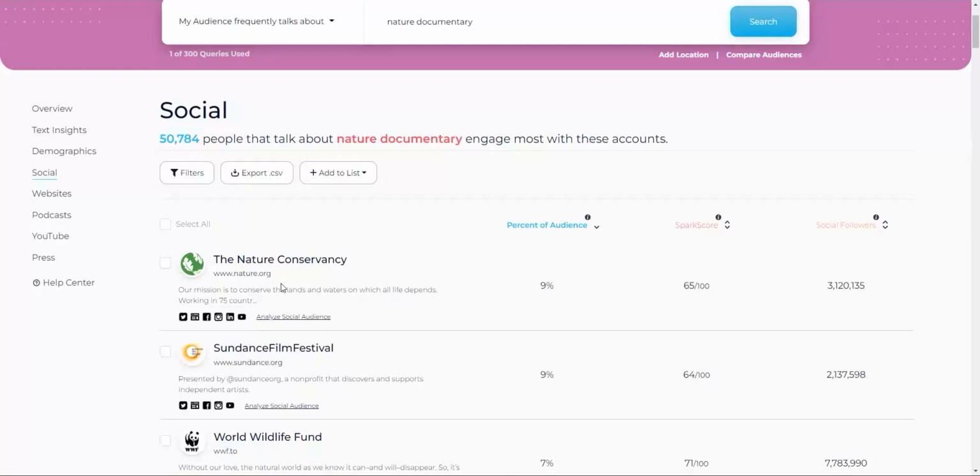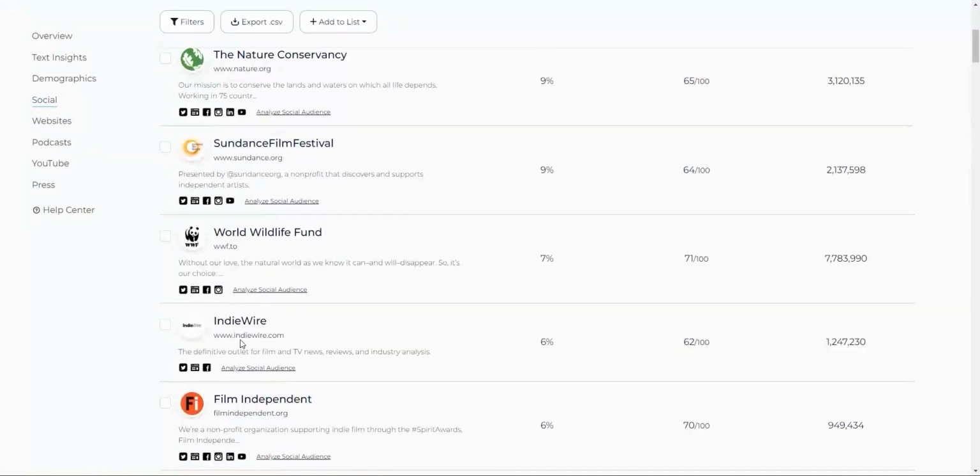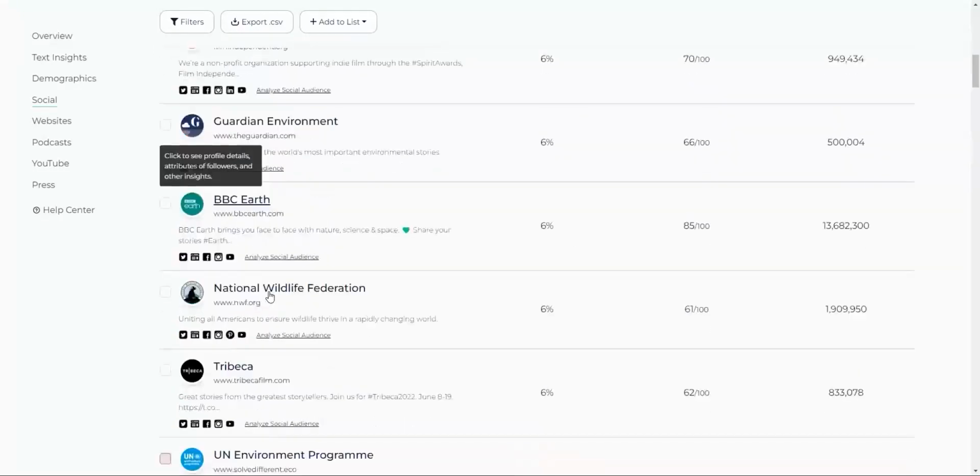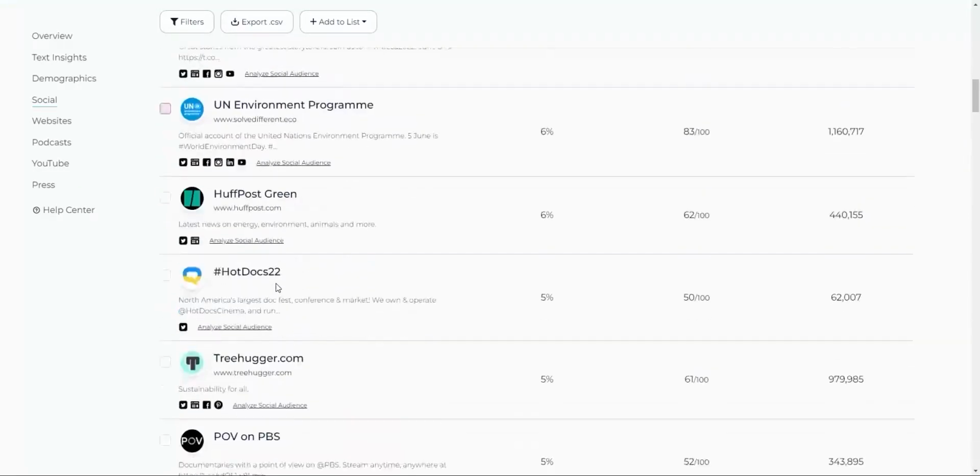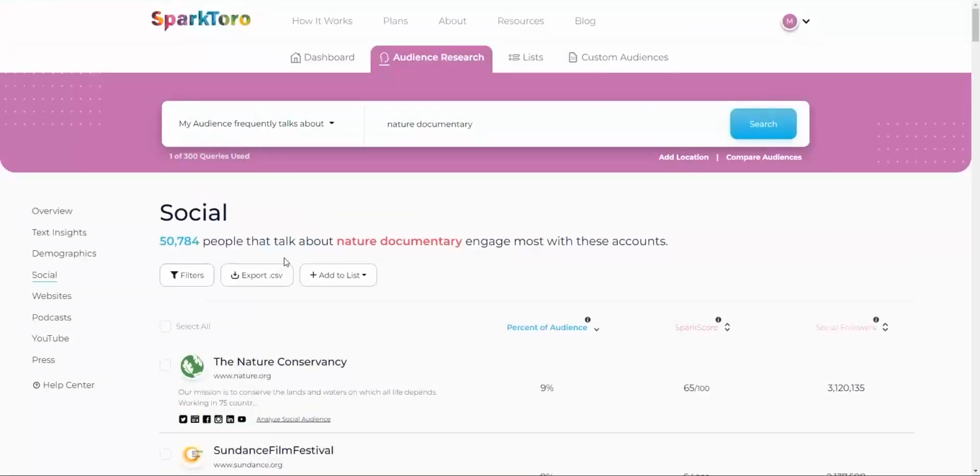I'm also looking at what type of accounts they are following. Are they following company accounts or individual accounts? Depending on the topic, sometimes the majority of those accounts are individuals. They're celebrities or filmmakers or activists. In this case, I don't see a single individual account. If I was promoting a nature documentary, I would create content under my production company or under my film, not under my personal name as a filmmaker.